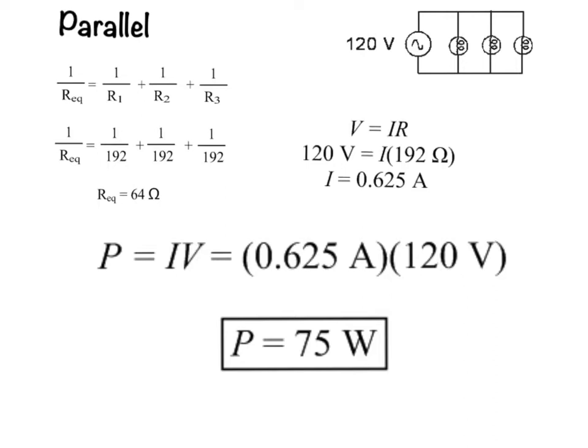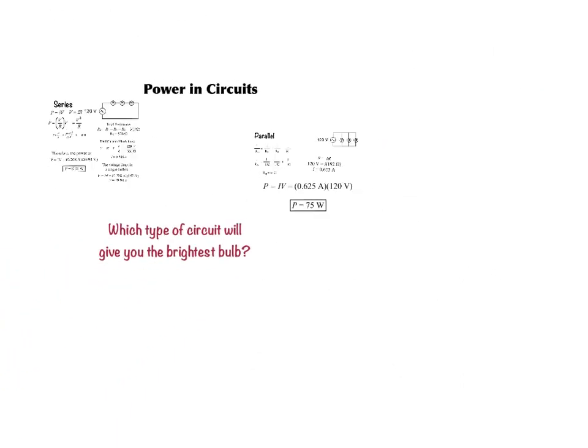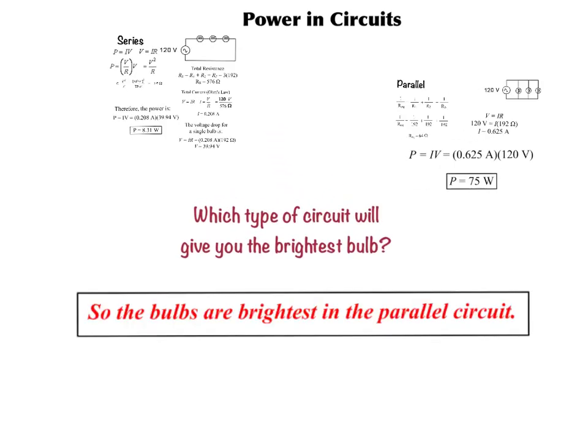The voltage drop for each bulb, since they're in parallel, is 120 volts, right? So each gets the full voltage drop. Therefore, each bulb produces 75 watts and is as bright as it is designed to be. So the bulbs are brightest in the parallel circuit. Houses are wired so that all the lights and the things you plug in are going to be in parallel. And in this way, each item has a voltage drop of 120 volts.